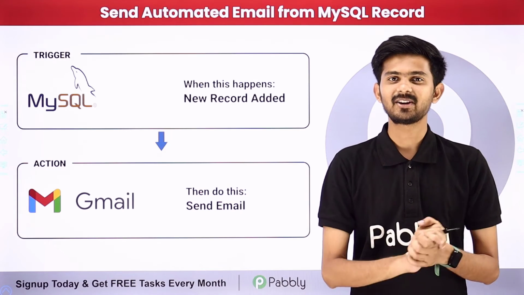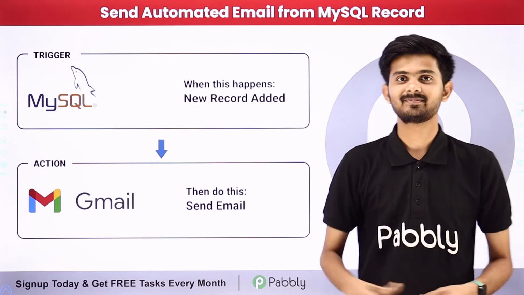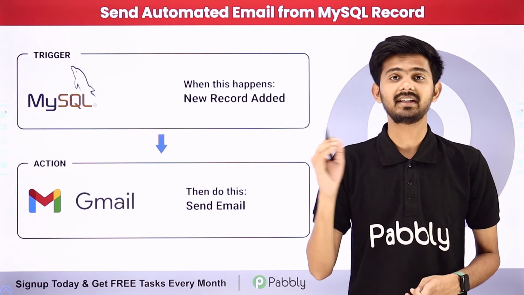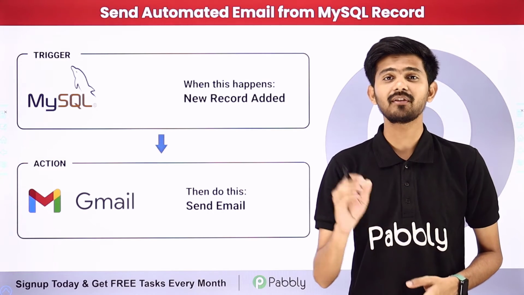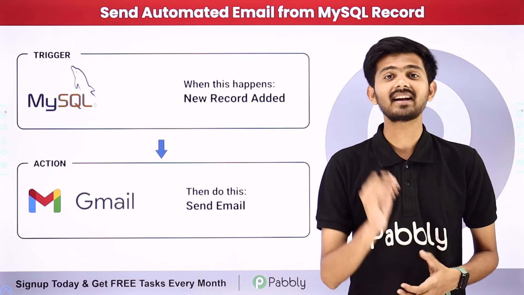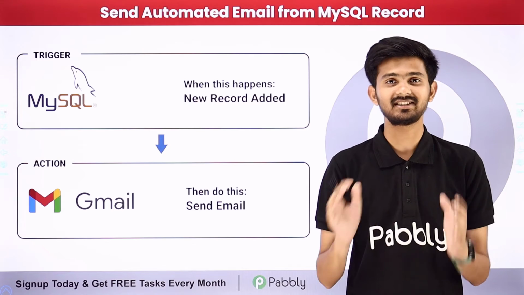Hello everyone, today our topic is how to send automated email from MySQL record. So suppose I'm adding the details of a new customer in my MySQL database, and here my objective is that whenever I'm going to add a new record of a customer in my MySQL database, then automatically by using that customer detail, I'm going to send an automated email to that particular customer.